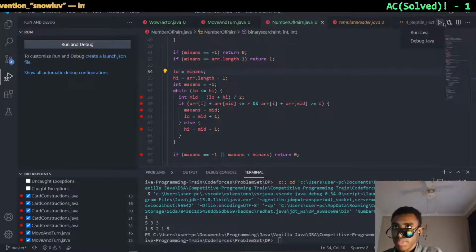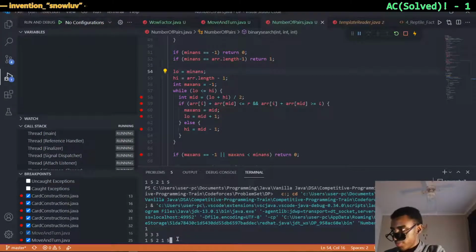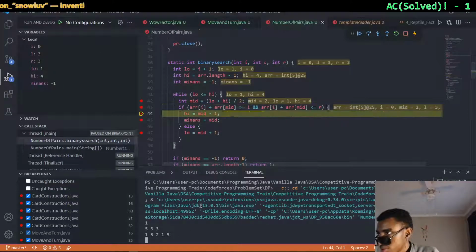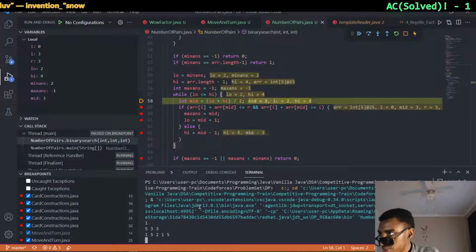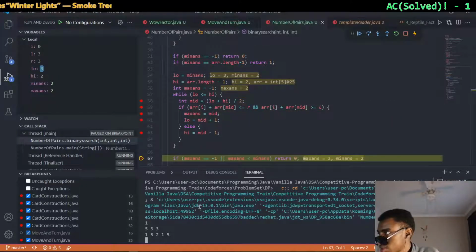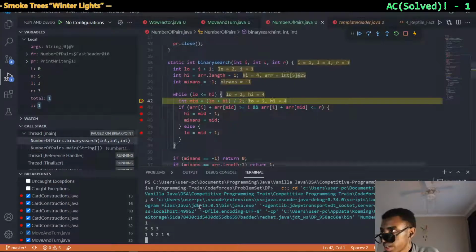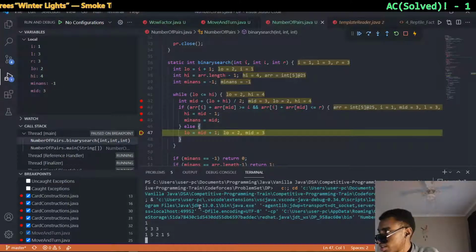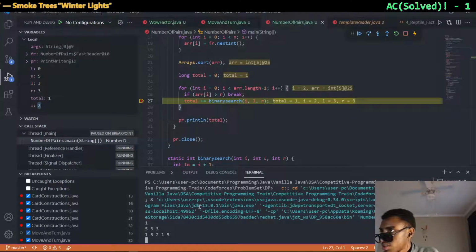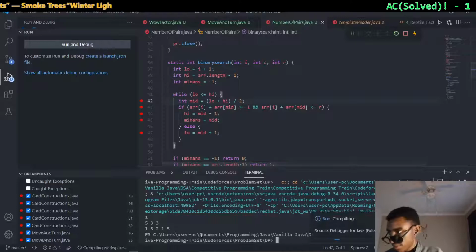Because it has to start from min answer. And let's check. And we find our match, and we get out of there. Total is 1. Same story. Wait, what? Let's just look at the answer.